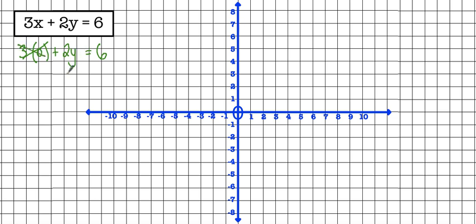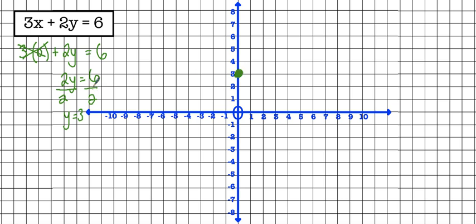And now you're left with 2y is equal to 6. And in order to get y by itself, all we have to do is divide both sides by our coefficient here, which is 2. And we're left with y is equal to 3. So that means when x is equal to 0, y is equal to 3, so our y-intercept is 3. So we could simply plot that here.